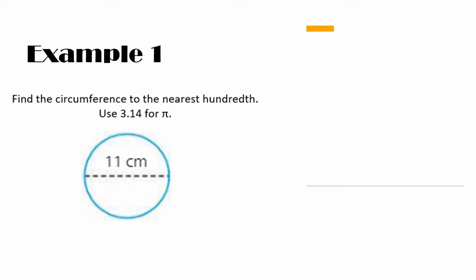In example 1, we have to find the circumference to the nearest hundredth. We're going to use 3.14 for pi. The first thing I have to look at is that I have to round my decimal answer. And I need to see if I'm given a diameter or a radius. As I look at that dotted line, I see that that is a diameter. Therefore, I'm going to use c equals pi times diameter.